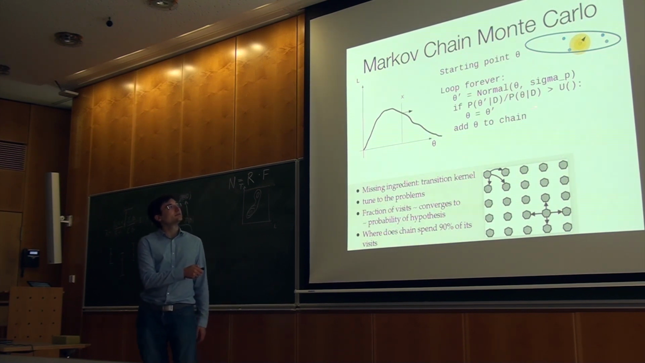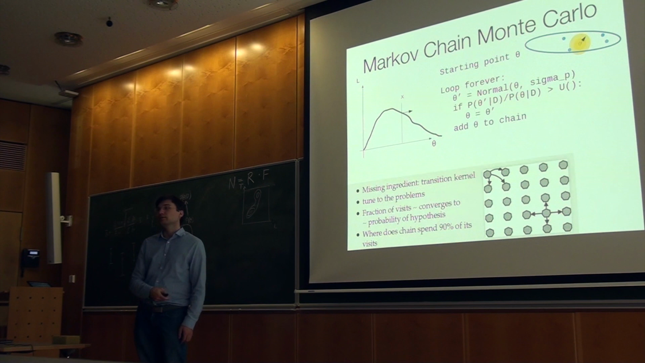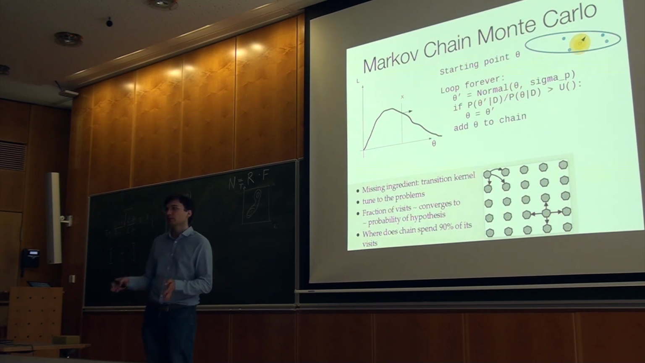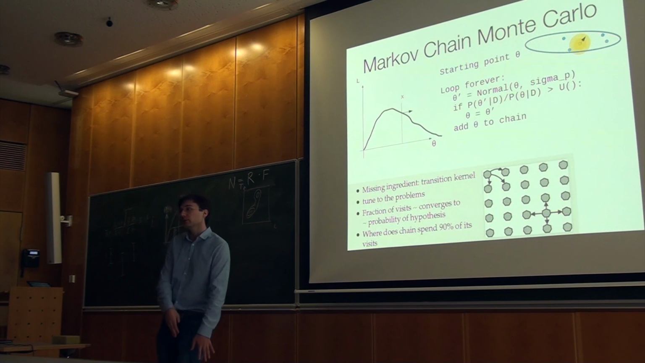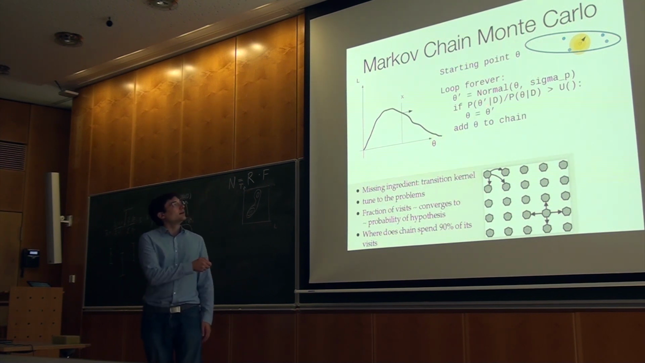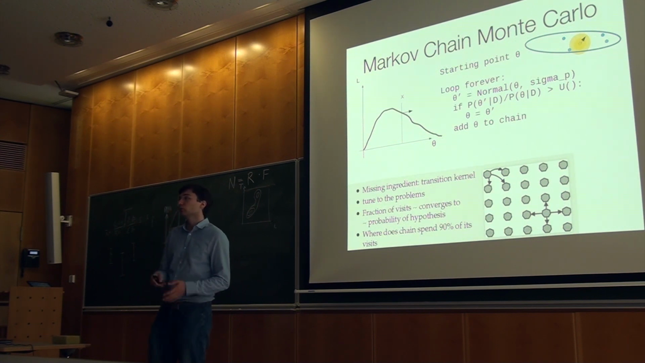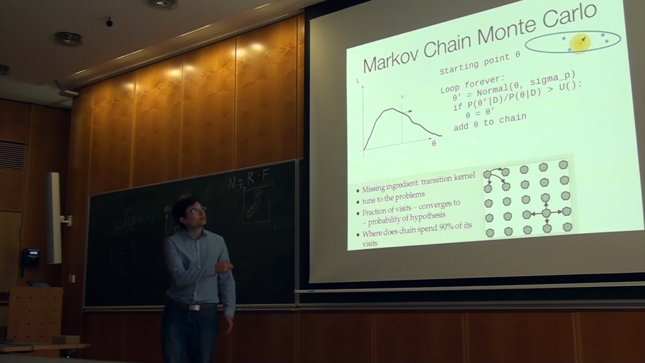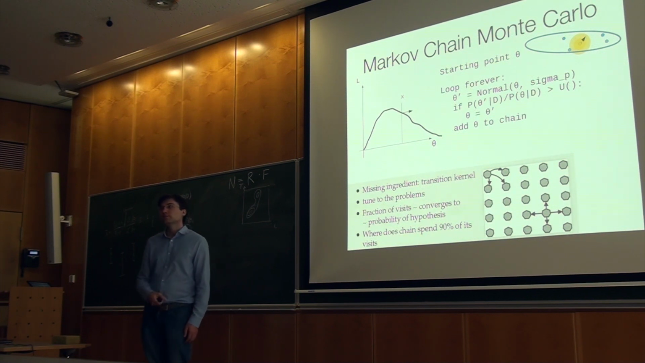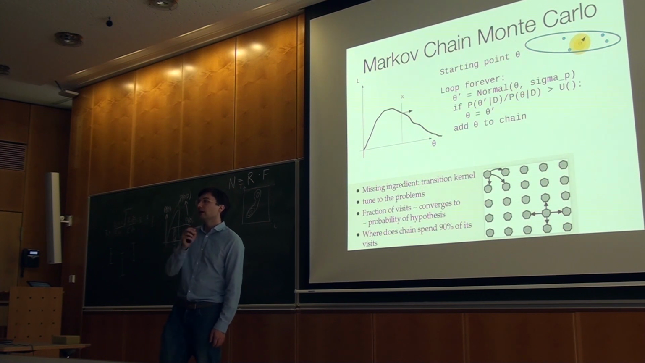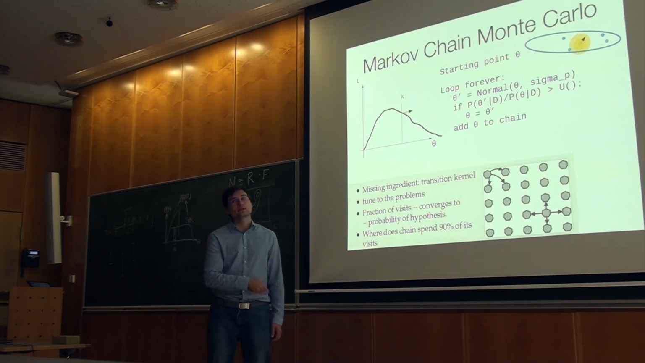If you went down, then this value is less than 1. You accept still with the probability given by a uniform distribution between 0 and 1. So you're allowed to go down sometimes. If you accept, then the new parameter where you are is this proposed parameter. And then you add where you are at this time step to your chain. And this chain that you're building up in these loops, the idea is then that this chain has these properties that we said before. It's proportional to that probability distribution that you are sampling.